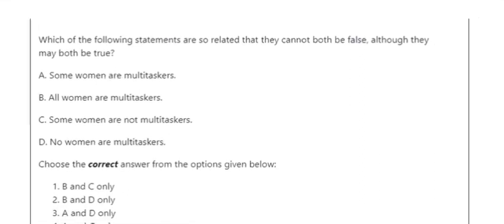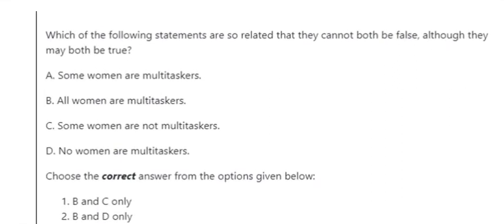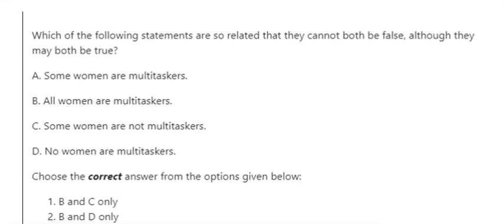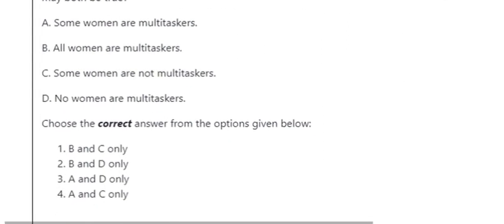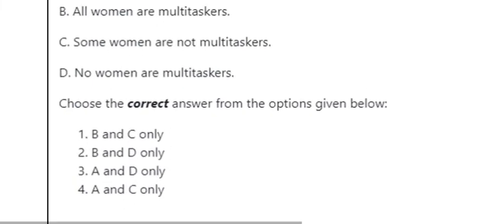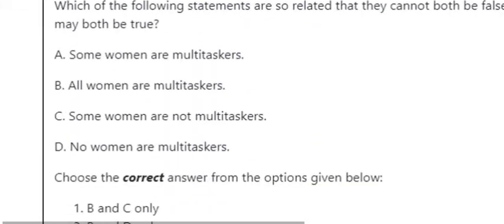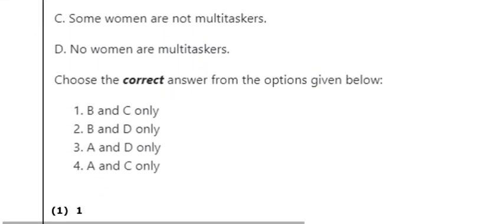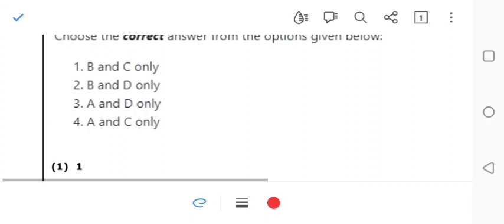29. Which of the following statements are so related that they cannot both be false, although they both can be true? A, B, C, D. These are the options. Some women are multitaskers. All women are multitaskers. Some women are not multitaskers. No women are multitaskers. So choose one. So 29, what will be correct? 29, D will be correct. That means A and C.